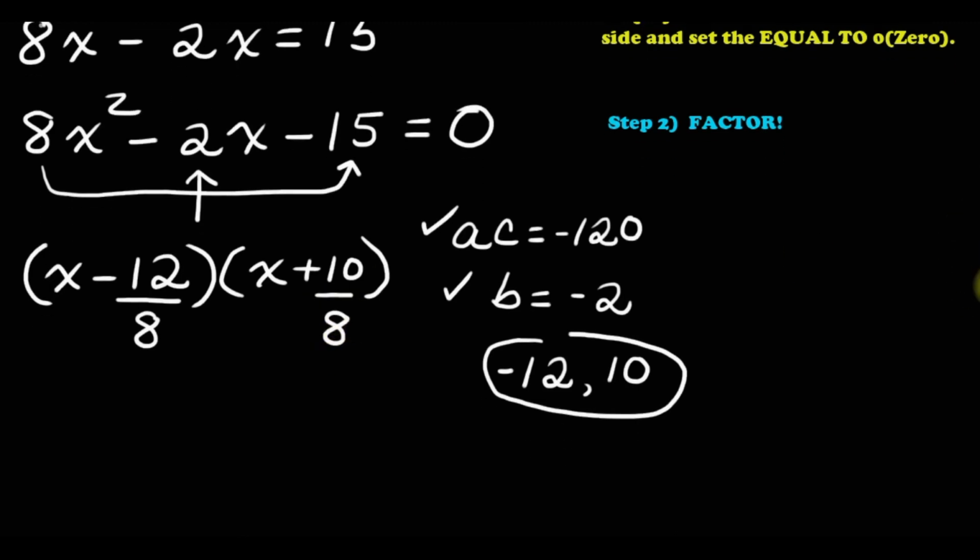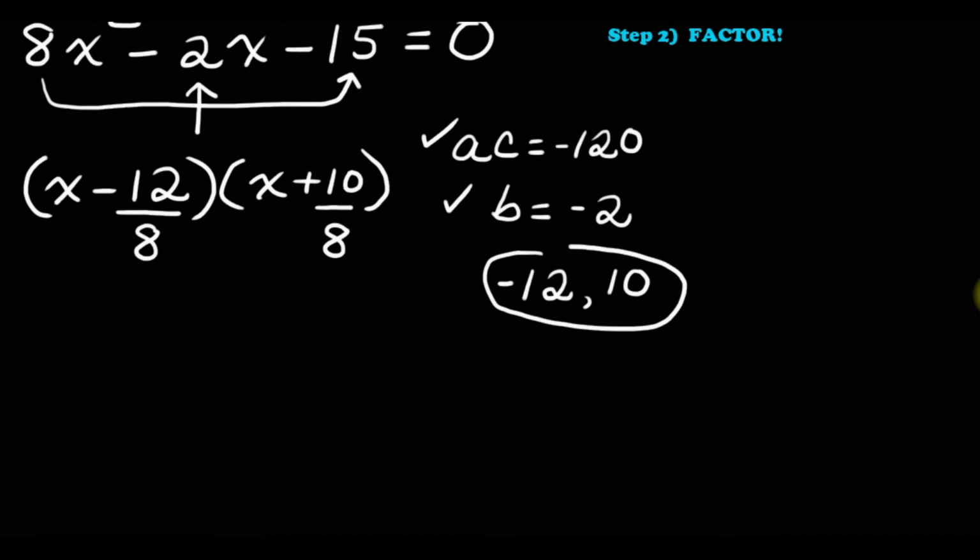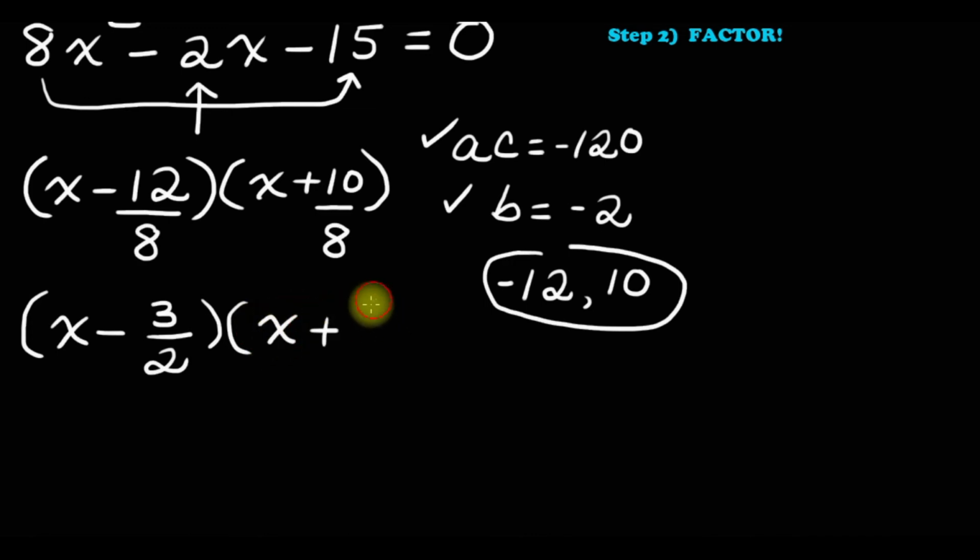Looks like 8 cannot go into 12 exactly, so you're going to have to reduce it. We can reduce it by 4. 4 is your greatest common factor, so we get 3 over 2. And then over here, break it up by 2. 2 goes into 10, and then 2 goes into 8. And you end up with 5 over 4. All right, and then that whole thing equals 0.